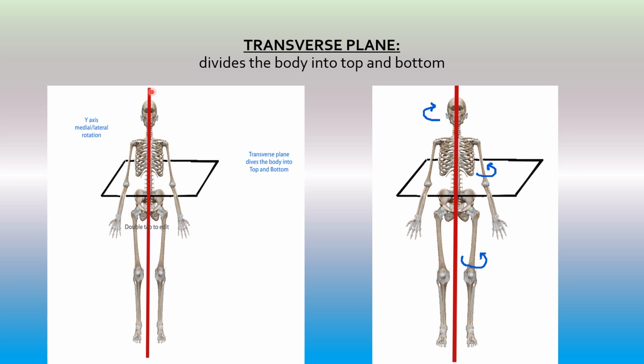However, yes, we can rotate our head on our shoulders, we can rotate our trunk on our hips, but we also have rotation of the shoulder and the hip, which have their own y-axis going through their joint. Thus, all rotational movements will be parallel to the transverse plane, which divides the body into top and bottom, and will happen on the y-axis of rotation.